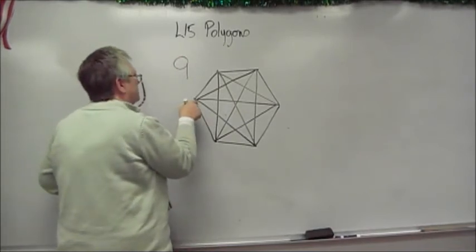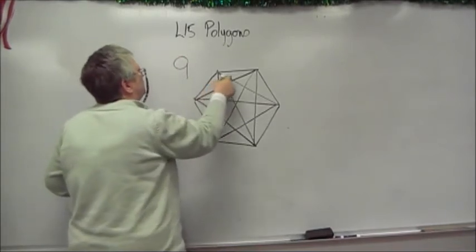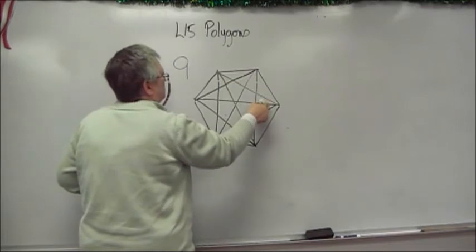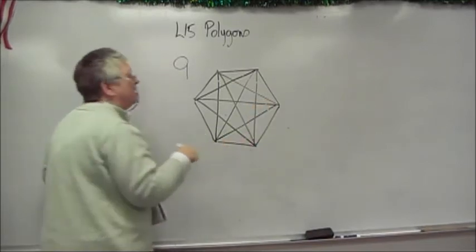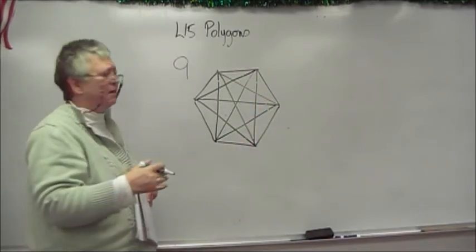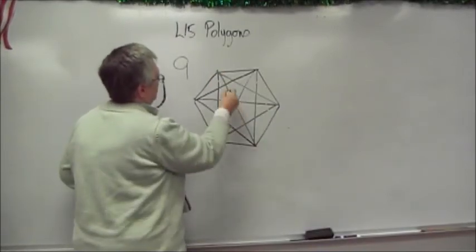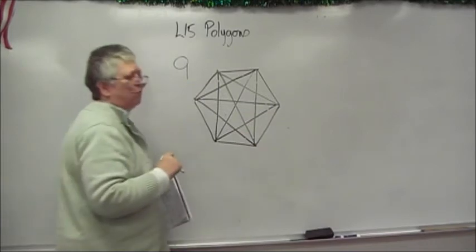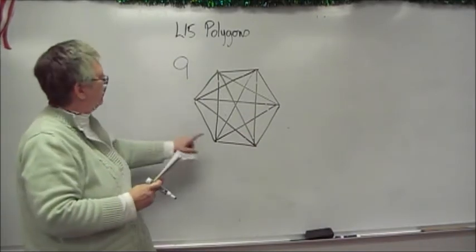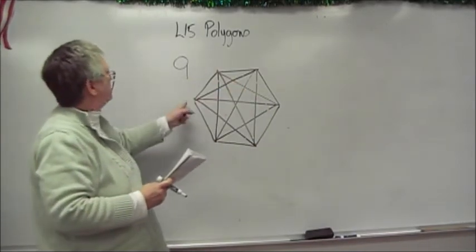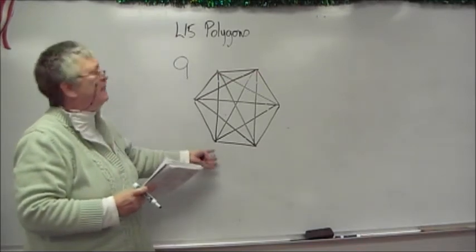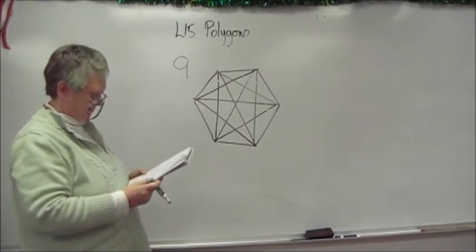And the way I check, this one has 1, 2, 3, 1, 2, 3, 1, 2, 3, 1, 2, 3, 1, 2, 3. So there's 3 from each point, but some of them, like this one, goes from here to here, and that, so you can only count it once. So that's why we won't have 1, 2, 3, 4, 5, 6 times 3. So there's not 18, there's only 9.